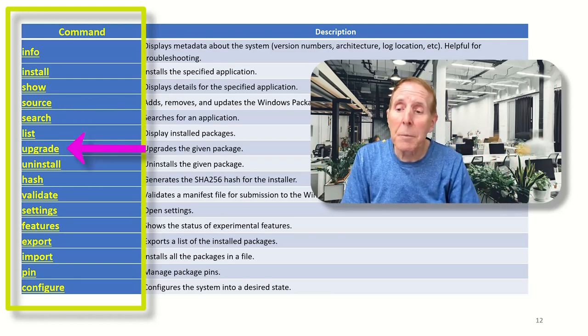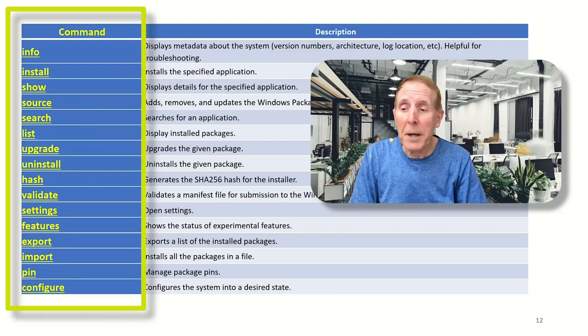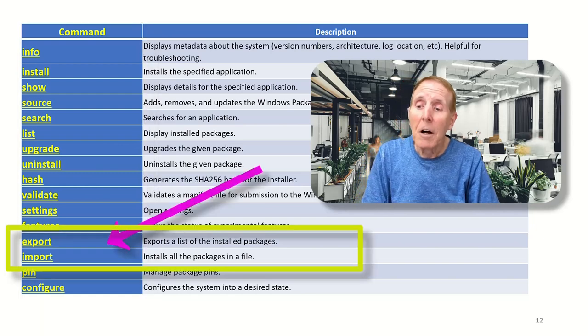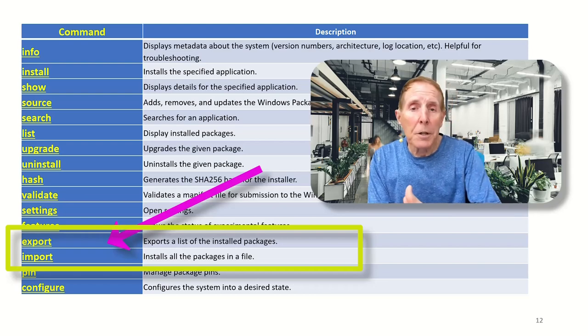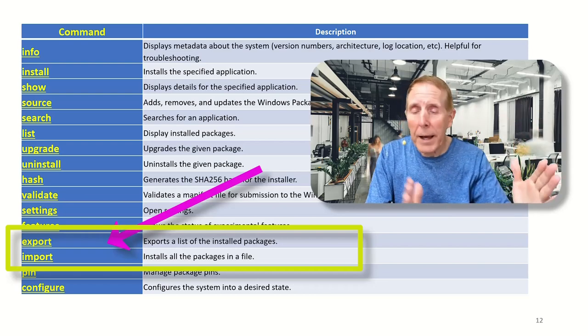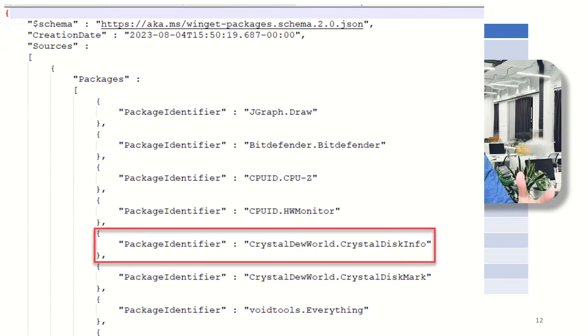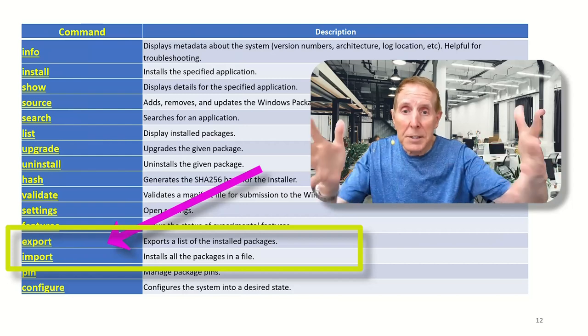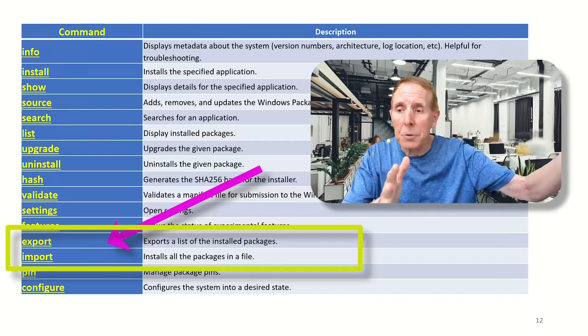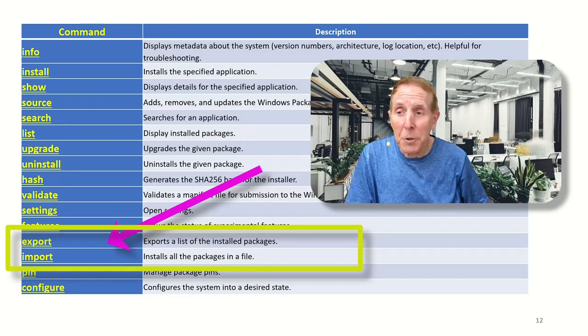Of this list of commands, the two commands that are extremely powerful are the import and export, where I could export a list of all my applications on a PC, and then import that list into another PC. So I could simply duplicate these applications from one computer to another. That is some really nice stuff.